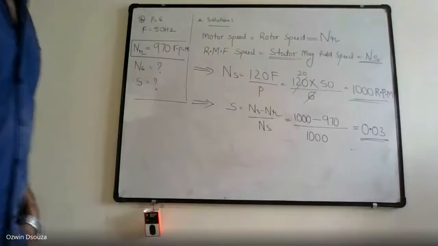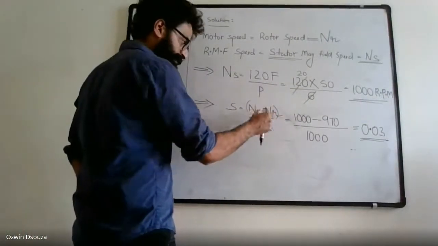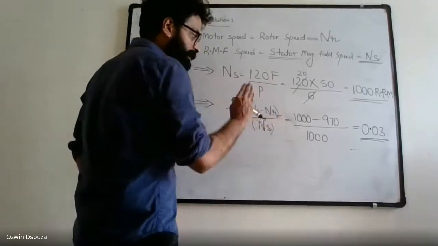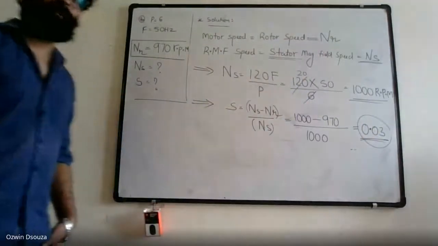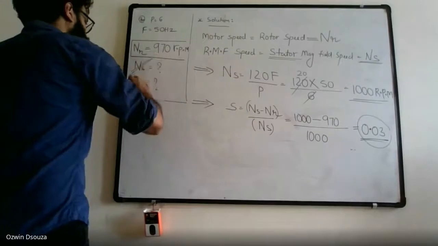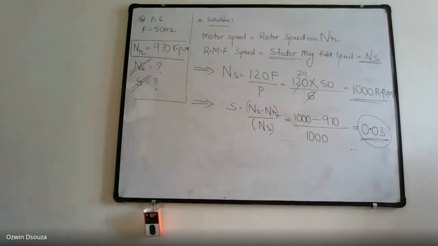Do you have any unit for slip? No unit, right? Because numerator is expressed in RPM, denominator is also expressed in RPM. So RPM gets cancelled, so you will get a dimensionless quantity. So slip is always dimensionless. So you have found NS as well as the slip value. All right, so that is your problem number 3.